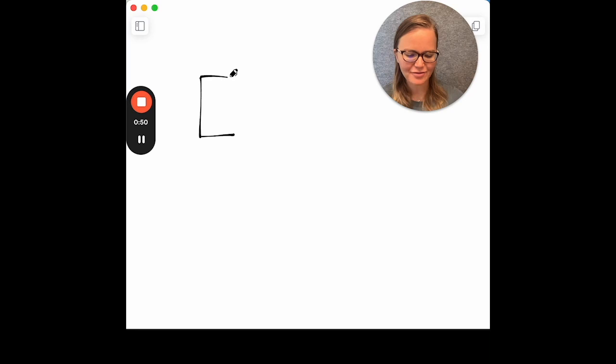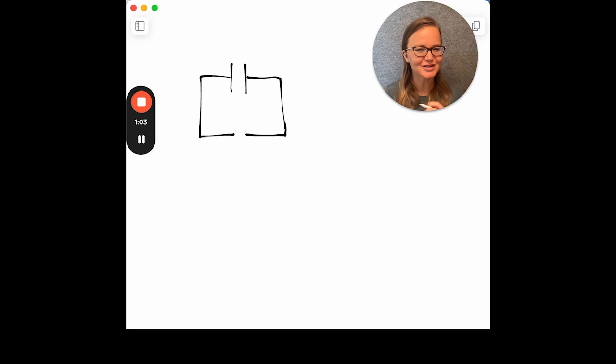All I'm going to have in my circuit is my capacitor. Remember, that's just two metal plates with a gap between them, so that's two conducting plates. And our capacitor is going to be connected to some sort of source of voltage, usually a battery. So we're going to have the negative side of our battery being the shorter line and the positive side of our battery being the longer line.